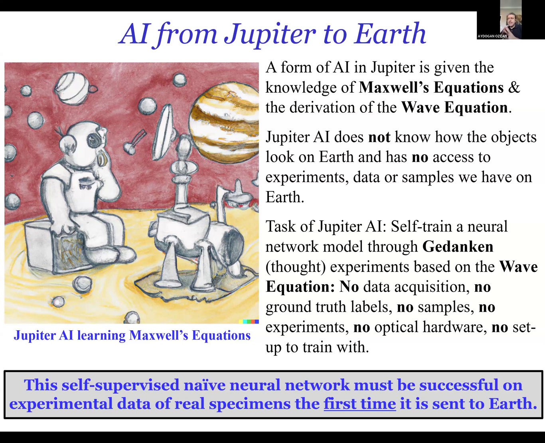But GedankenNet will not have any experimental data, no experiments, no ground truth labels, no samples, no prior knowledge about samples, no optical hardware, no setup to train with. Only through thought experiments, Gedanken experiments, GedankenNet will teach itself in a self-supervised manner how to reconstruct holograms. Once it says, I'm ready, we're going to send it to Earth and give it experimental results of holograms from real specimens. For the first time it touches those holograms, we want it to be correct. Zero-shot learning: the first time, it should be successful on Earth.